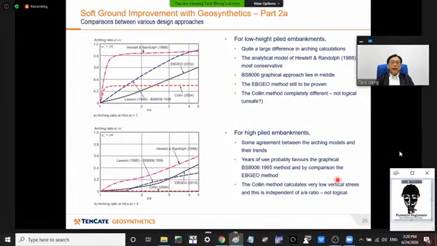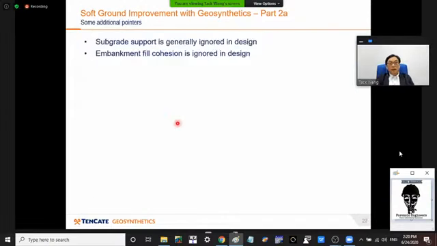To compare these various different approaches, there are these two charts, and it can be shown that the Lawson's BSA 006 approach is quite conservative compared to, say, ABGEO and Collins. Some additional pointers.